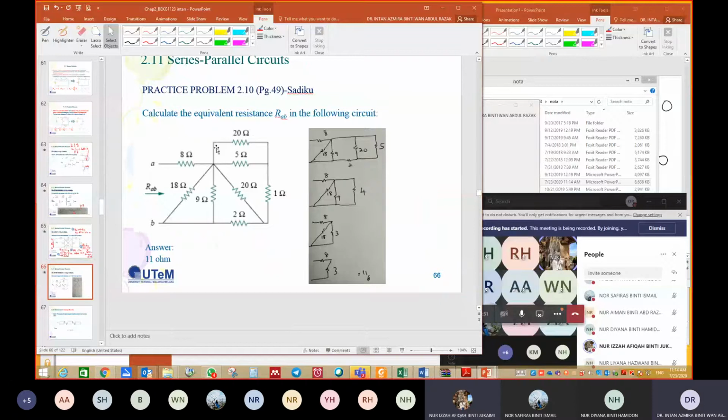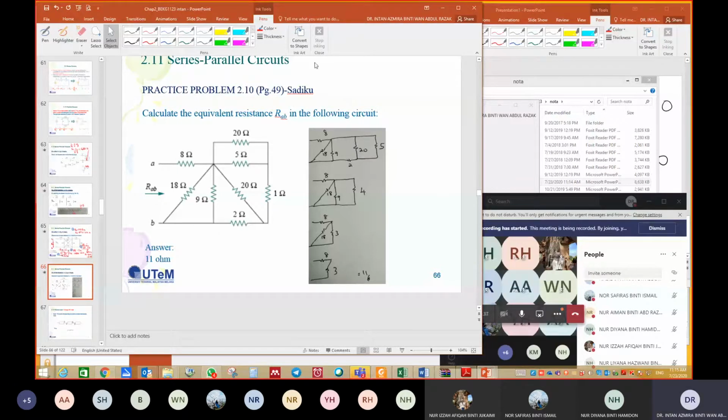Okay, now calculate the R equivalent. R equivalent is here, so we have to solve. Okay, so now we start here. 20 parallel with 5. So we have 8 here. We have 18. We have 9. We have 2. We have 20. 20 is here. Now we have 5. 5 is equal to 20 parallel with 5 and then plus 1.